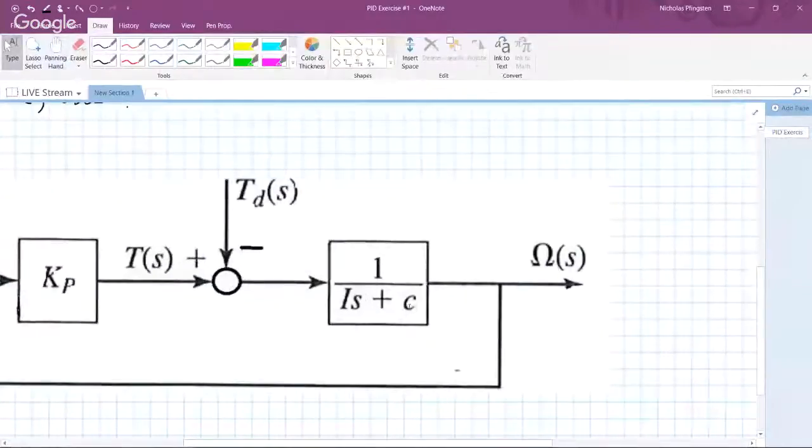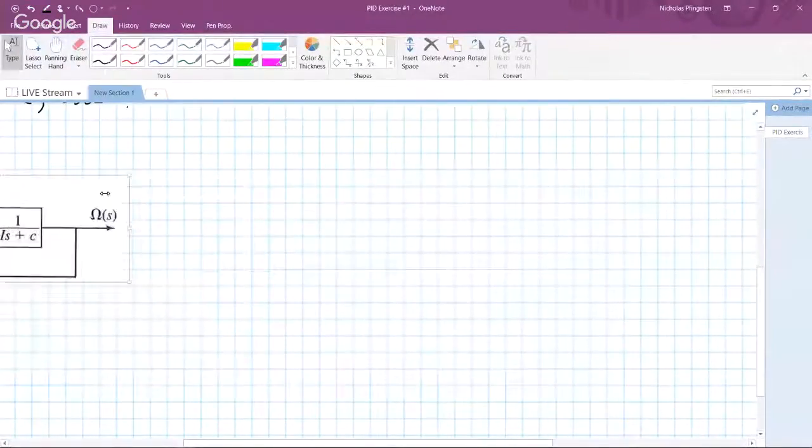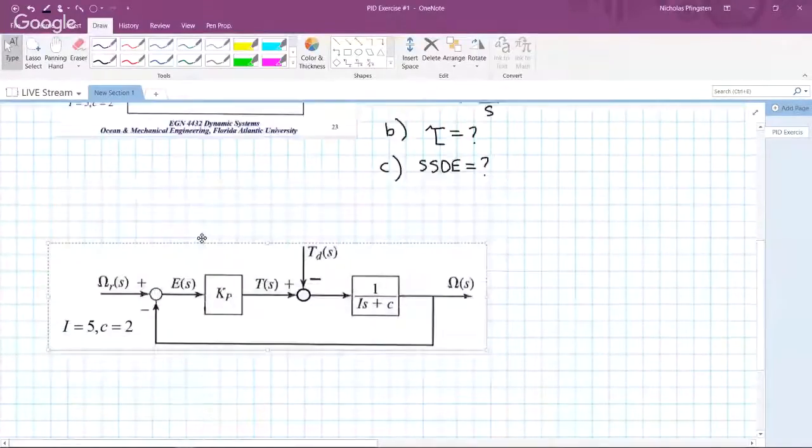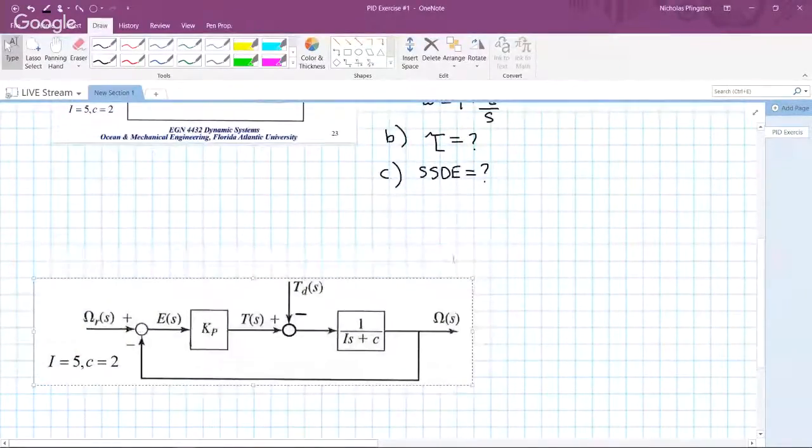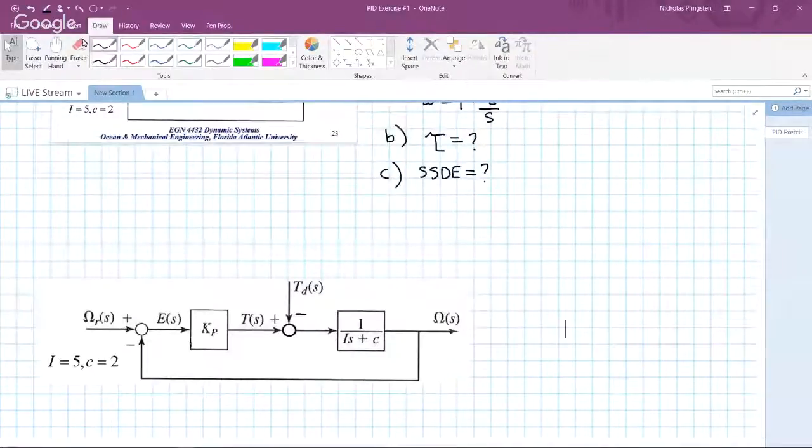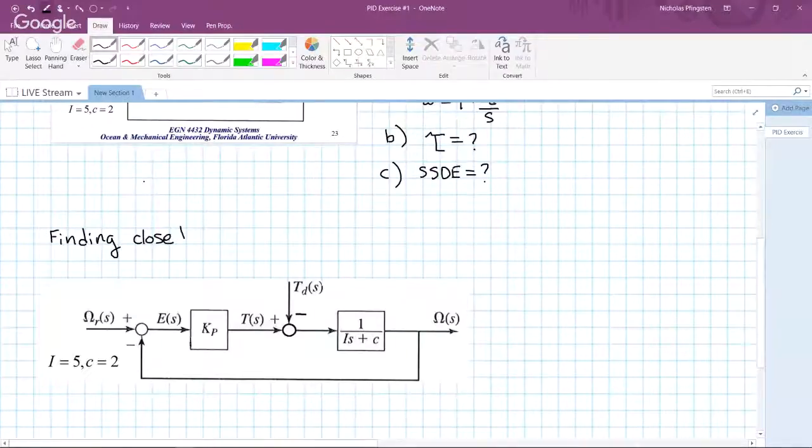So that's pretty big. Let's make it smaller. Okay, so I'm going to write right here, finding closed loop transfer function. Closed loop transfer function. Let me lock this puppy in the background.